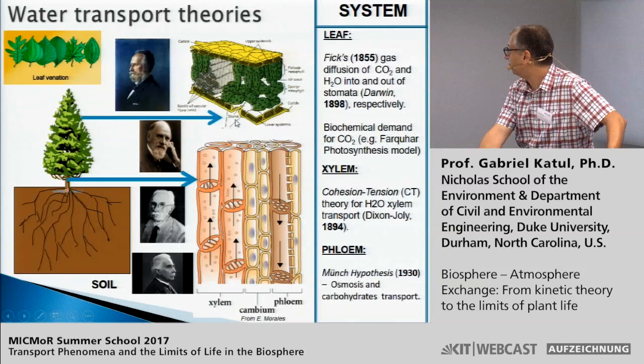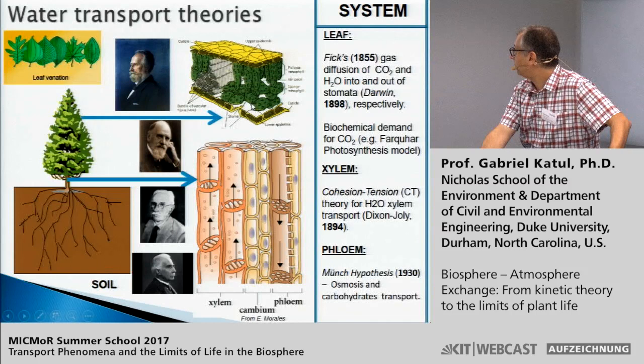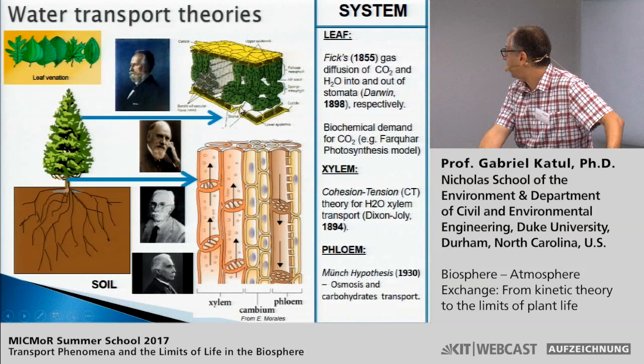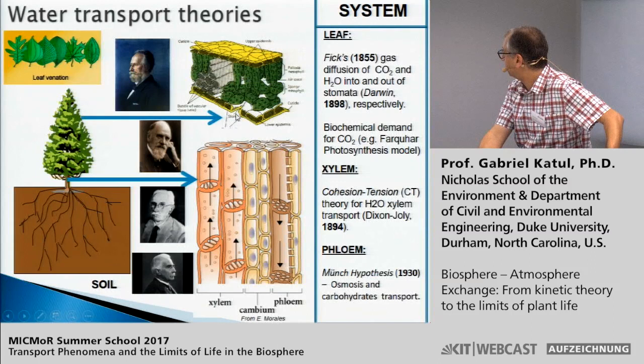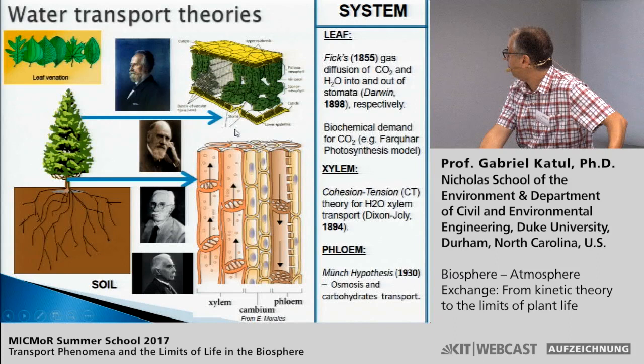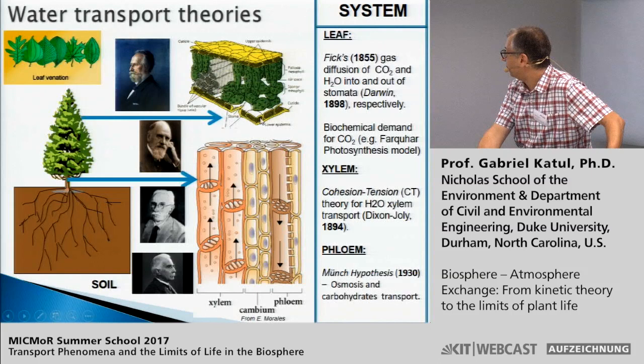So for example, in the case of the leaf, it was recognized by Francis Darwin way back in 1898 that stomata actually control transpiration rates. That was a major result, but it was known even before Francis Darwin that this was the case. And in fact, the amount of water vapor that can leave the stomata or the amount of CO2 molecules that can enter the stomata are primarily described by Adolf Fick's approach, and this was known since 1855.